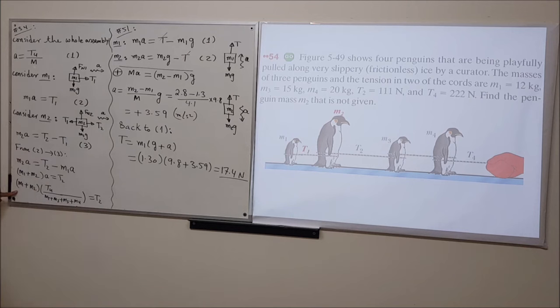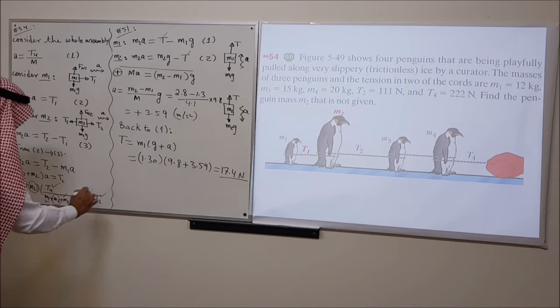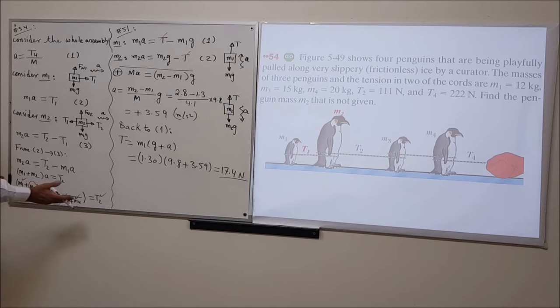At this point, let's pause and check, what do we have? Do we have the mass M1? Yes, that's 12 kilograms. Do we have the mass M2? No, that's what we want to find. So this is unknown. Do we have T4? Yes, 222. M3 is given, 15 kilograms. M4 is 20 kilograms. T2, 111 newtons. So the only unknown in this equation is the mass M2 that we are looking for.